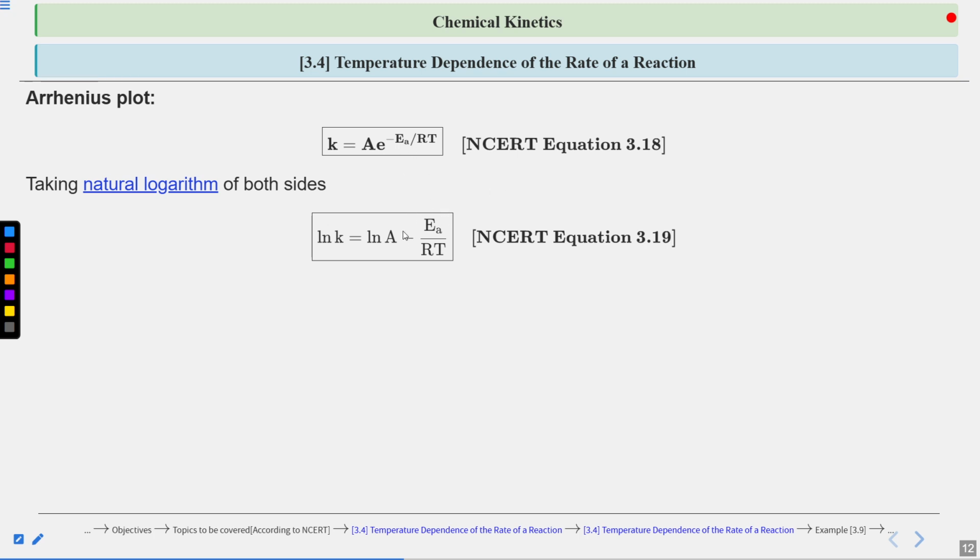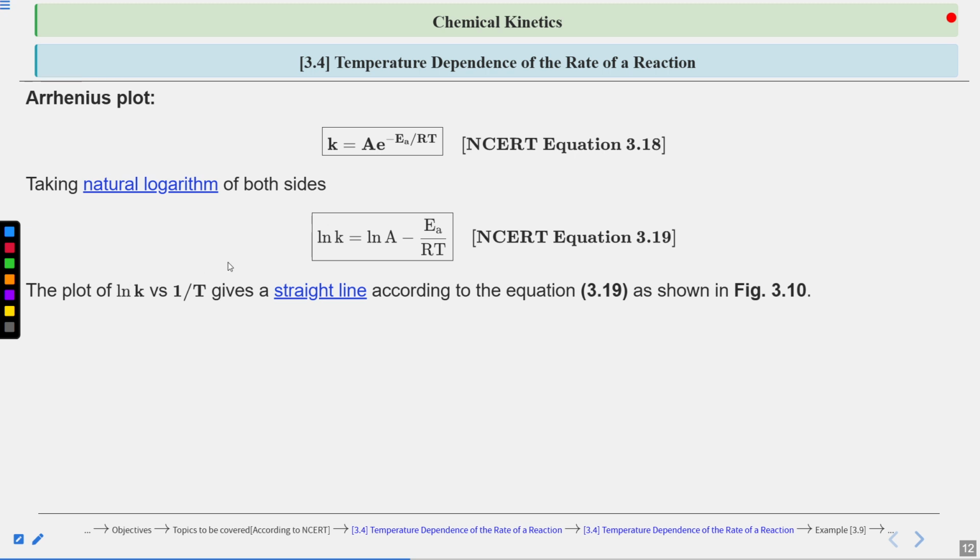Then you get this result as ln A minus Ea by RT. You get this Ea by RT in the equation because it is already present in the e to the power. ln e is going to be 1, and whatever is present in the power of the ln is going to come to the product side. That's why we are writing here minus Ea by RT in the equation, not in the power. So ln k = ln A minus Ea by RT. This is the NCERT equation 3.19.